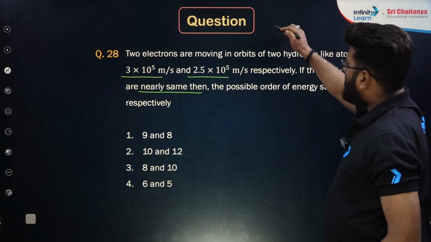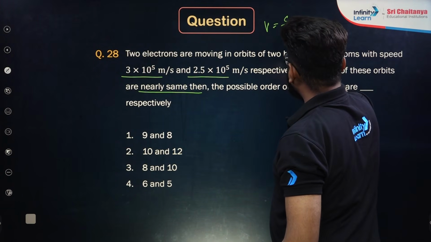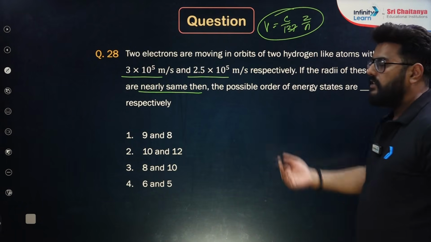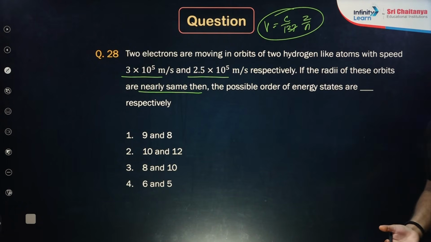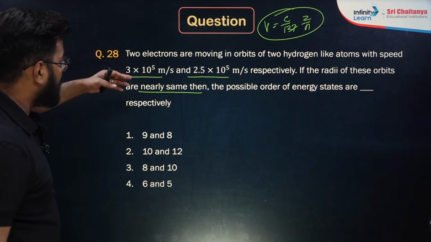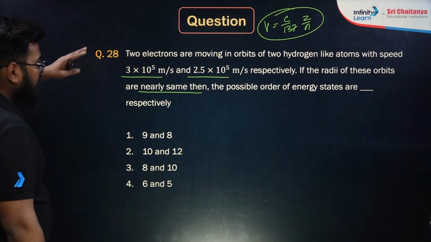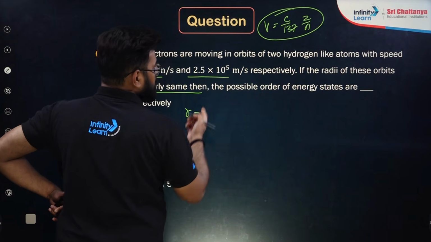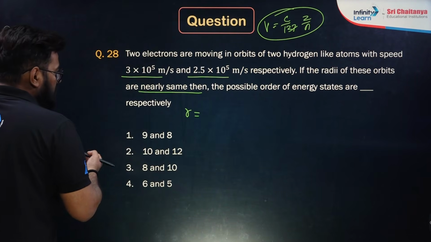Now the velocity relation, I think you know, is c/137 × z/n, right? And r is 0.53 n²/z. Now if both of them are the same and these values are given, I think you can find out the ratio of n and z, right? So it's basically the value of radius and velocity which will help you to find out the answer.